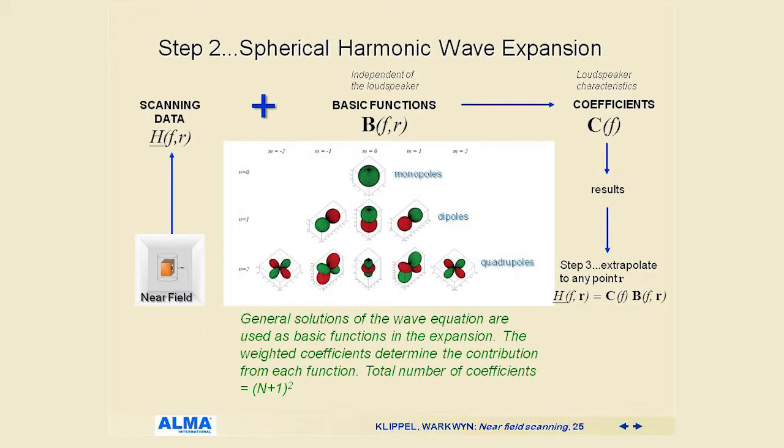The spherical wave harmonic expansion, step 2, this is how it's done. In the near field, we get our scanning data. And then we use a set of basis functions. They're general solutions of the wave equation. These are the harmonics, the spherical harmonics. From this, we will receive a matrix of coefficients which describes the loudspeaker characteristics. From there, we can get the results on the scanning surface, and we extrapolate into the far field, reconstructing the transfer function.